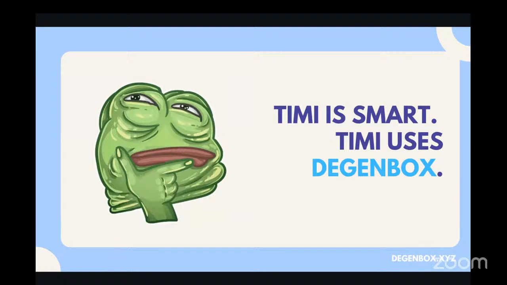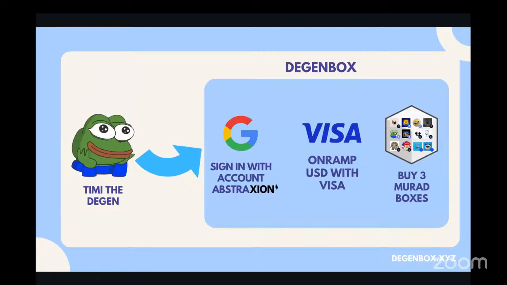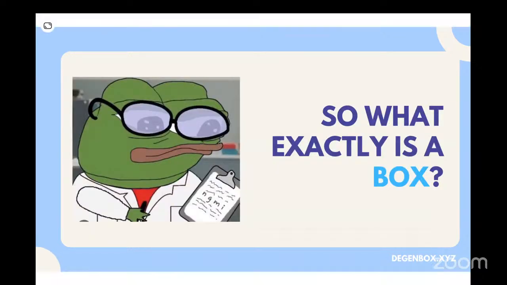Well, Timmy is smart. Timmy uses Degen Box. With Degen Box, you can sign in with account abstraction, and then on-ramp USD with Visa. And then after that, you buy, let's say, 3 Murat boxes. So what exactly is a box?